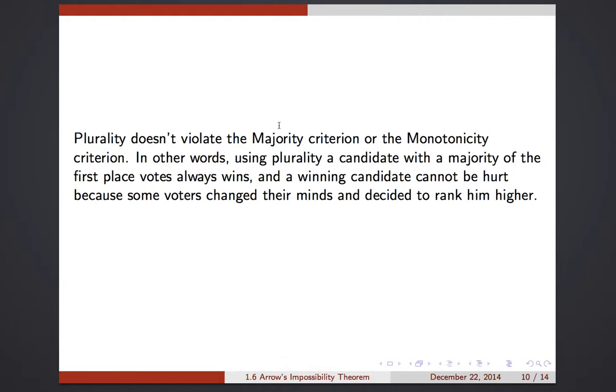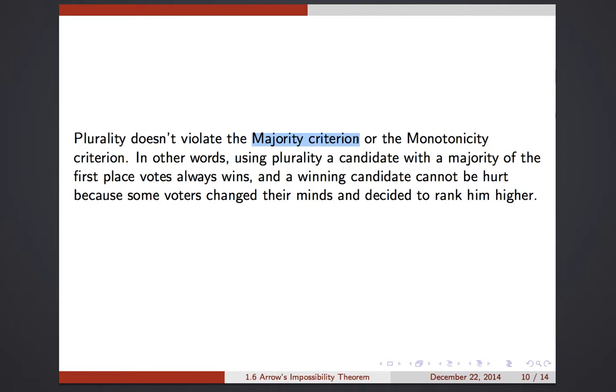Okay, so it turns out that plurality doesn't violate the majority criterion or the monotonicity criterion. So you can think about why these are true. It's easier to explain why plurality doesn't violate the majority criterion. I mean, if you just think about it for a second, the way that you win using plurality is if you have the most first place votes. If a candidate has a majority of the first place votes, then they have the most first place votes. Okay?